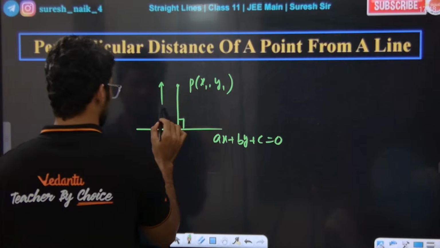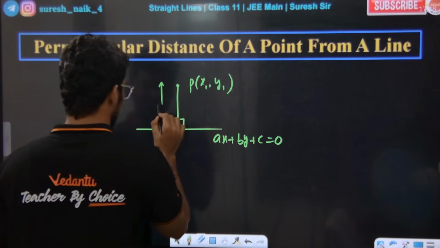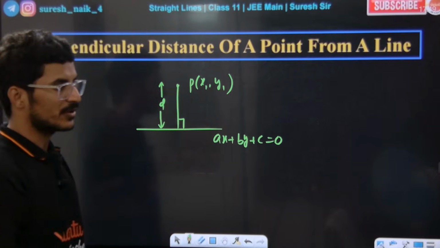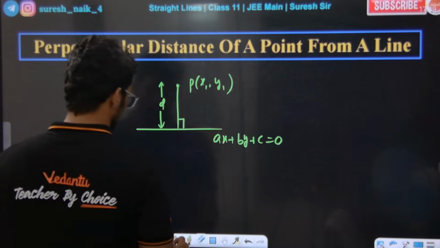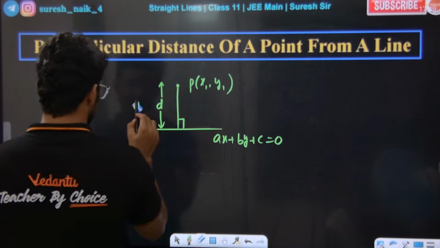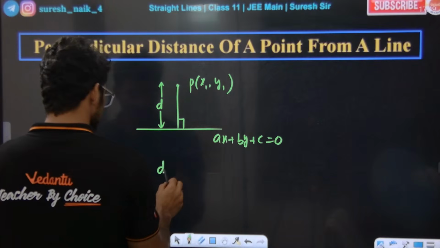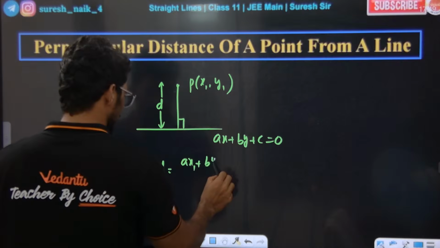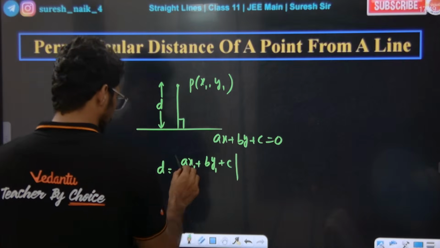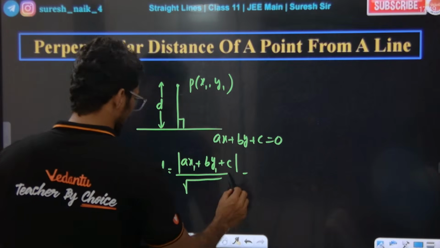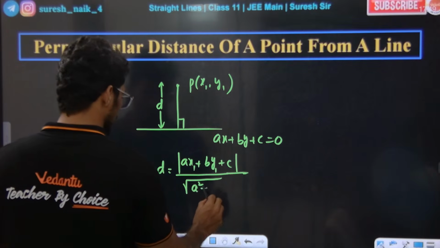In the distance, we need to find the distance. What we need to find out is d. When d means the distance, substitute the point in ax1 plus by1 plus c, with modulus, divided by the square root of the coefficient of a square plus b square.